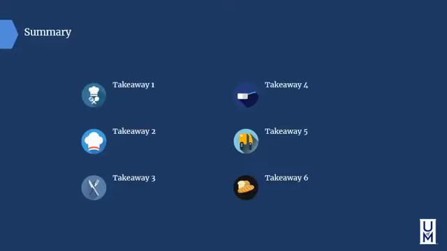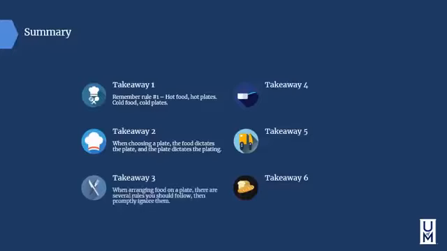So let's summarize and discuss some of our takeaways today. Remember rule number 1, hot food, hot plates. Cold food, cold plates. When choosing a plate, the food dictates the plate and the plate dictates the plating. When arranging food on a plate, there are several rules you should follow. Then promptly ignore them.